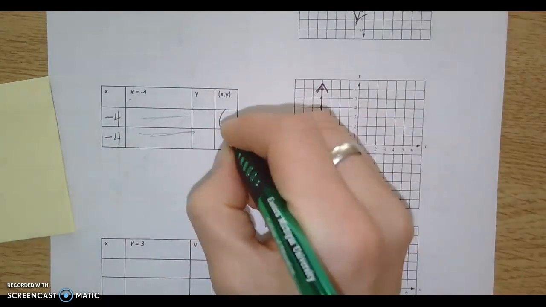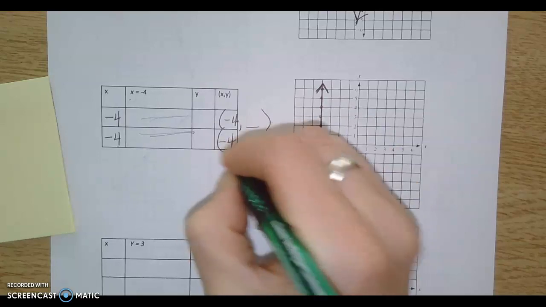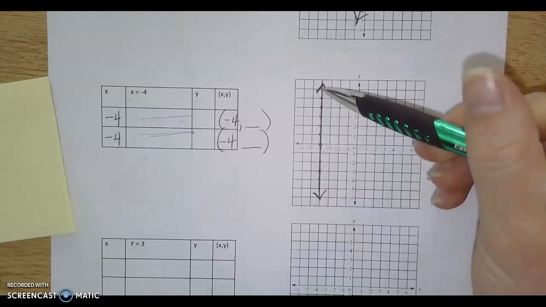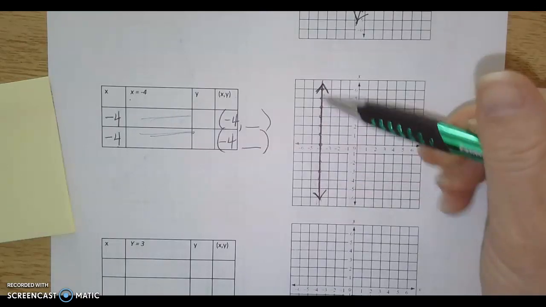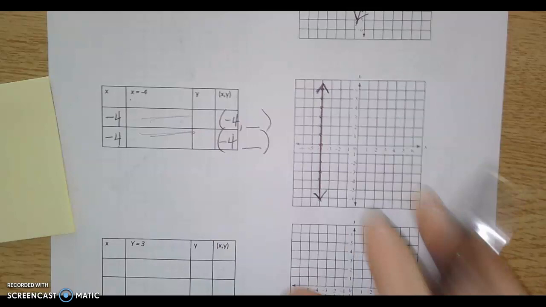Right here is my line along x is negative 4. So whatever these points are, it's negative 4 something, negative 4 something. All of these are going to just end up making a straight line that goes exactly vertically right here at x is negative 4. Okay? So that's a vertical line.